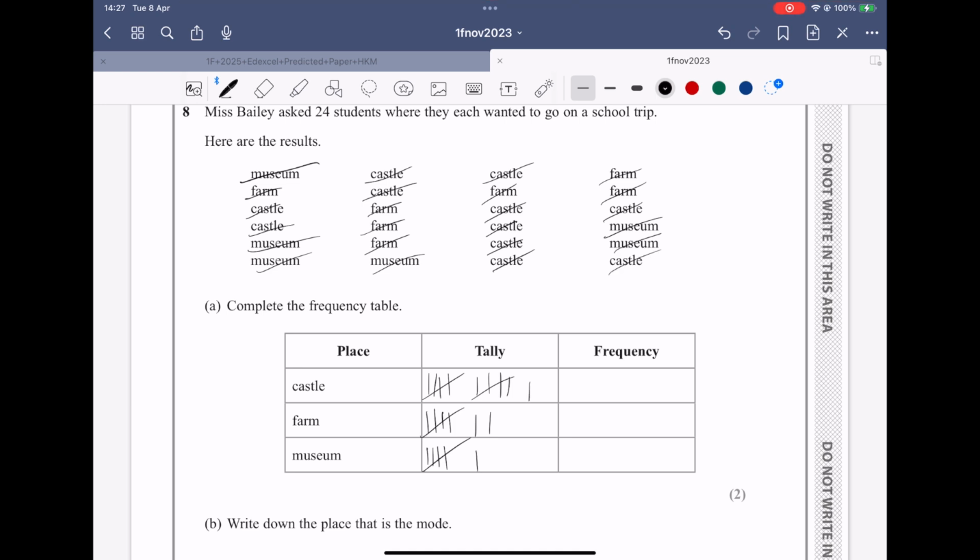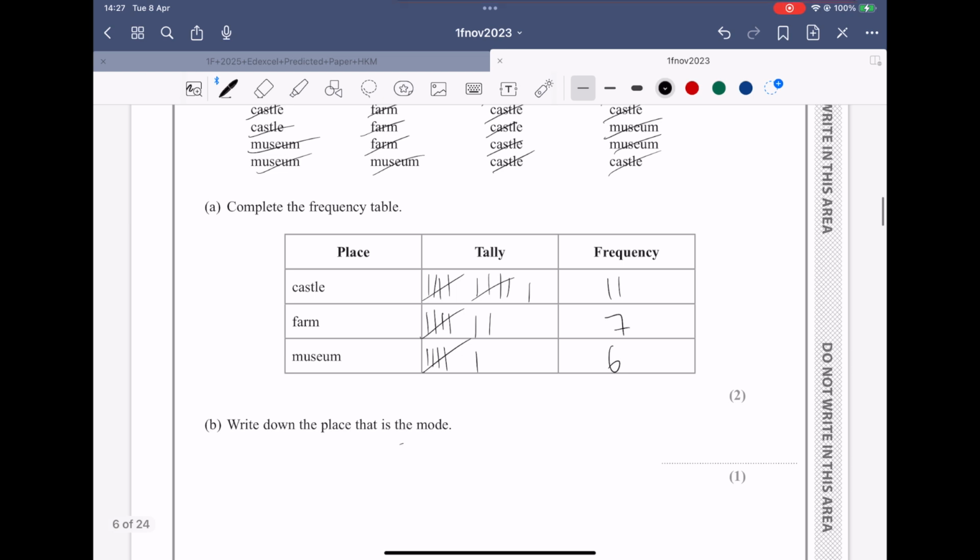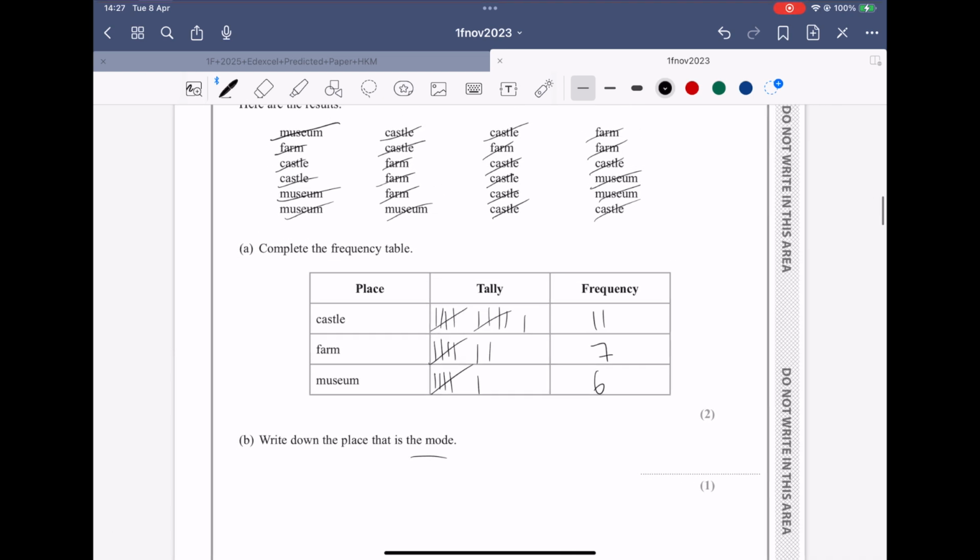Once you've done the tallies, put the numbers in. So we've got 11, we've got 7, and we've got 6. And write down the place that is the mode, so which place went to the most. That'd be the castle.